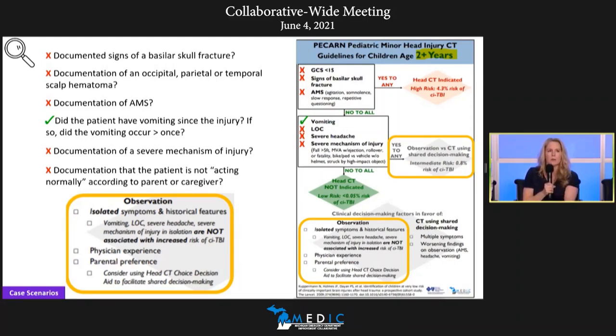And so when we look at our PCARN algorithm there, he does fall under observation, which is appropriate. And again, this one was scanned. They were all scanned, just so everybody knows.